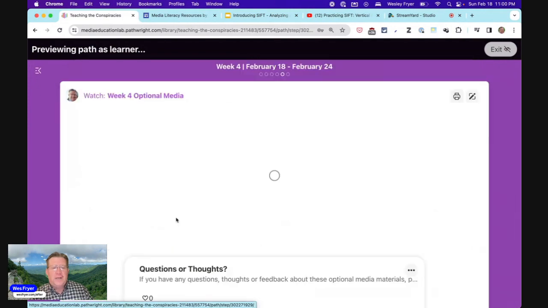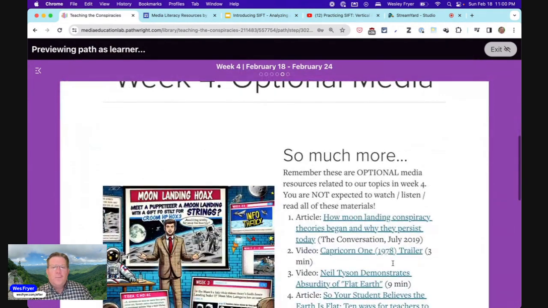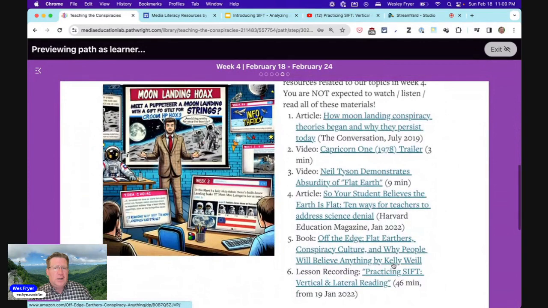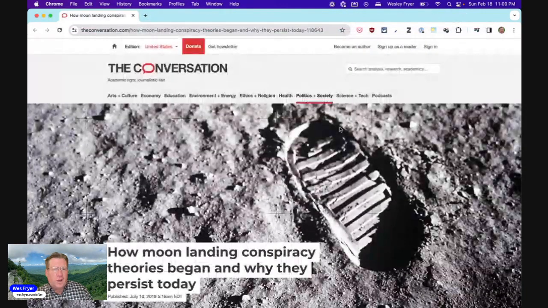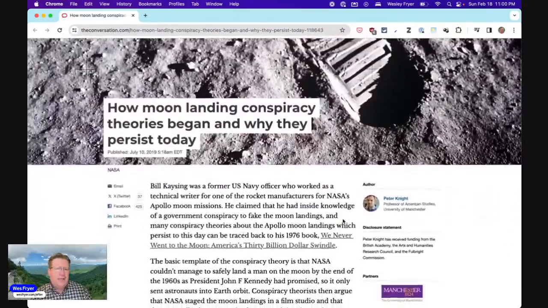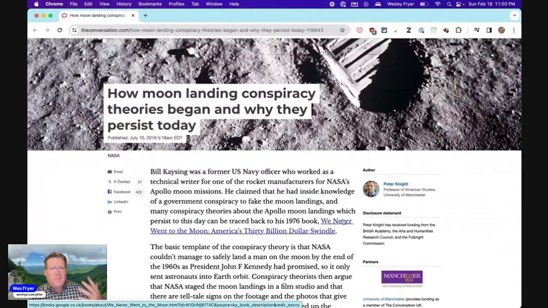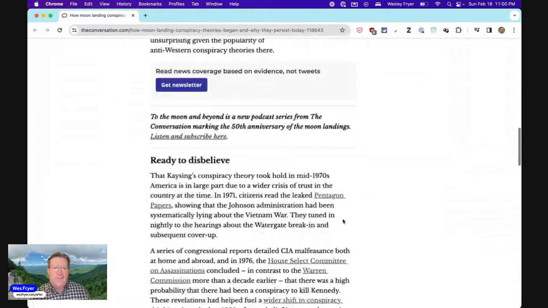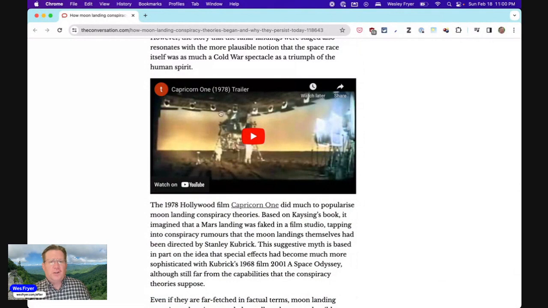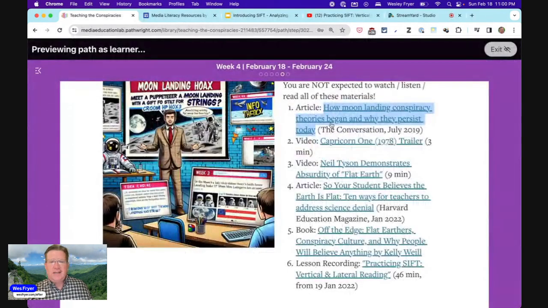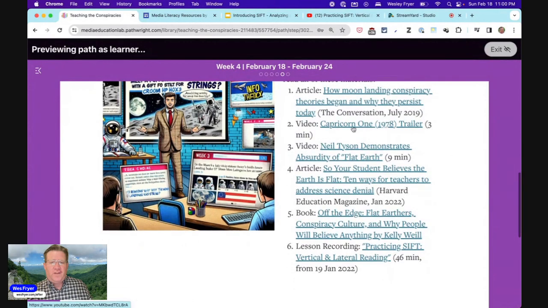In terms of optional media, there's not quite as much for week 4, but there really are some excellent articles and resources. This is a July 2019 article from The Conversation talking about how the moon landing conspiracy theories began and why they persist. One of the videos it references is the Capricorn One movie trailer from 1978, which you may know was a movie depicting a fake Mars landing. And so anyway, that's the second optional video that I include.